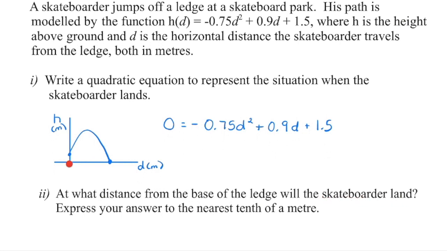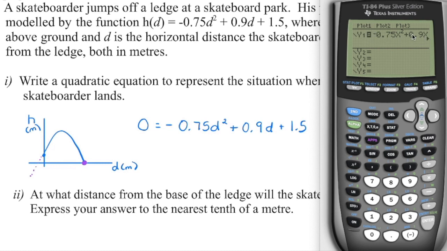So this is the ledge where he starts off and he's going to land here. So I'm looking for this x-intercept. Now we know that there's going to be another x-intercept over here, but that is going to give me a negative distance. It's behind where he originally jumped. So it is the x-intercept on the right that I'm looking for. Go ahead and enter that into my calculator.